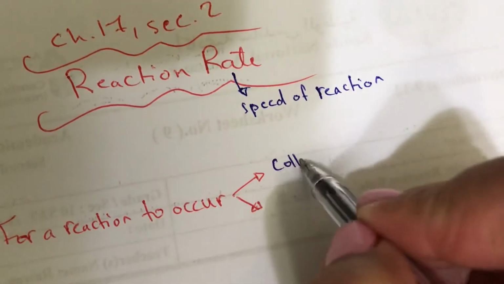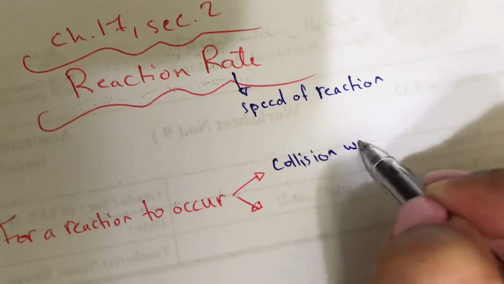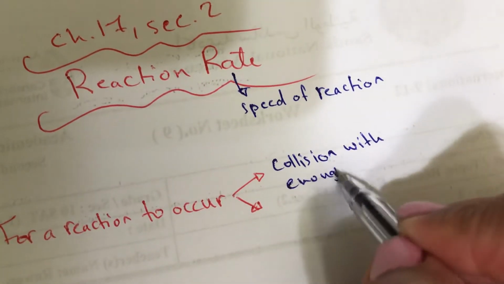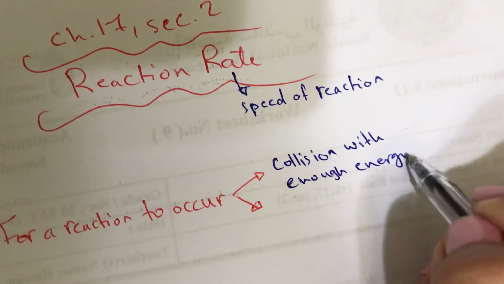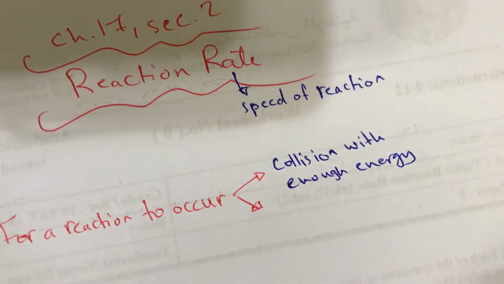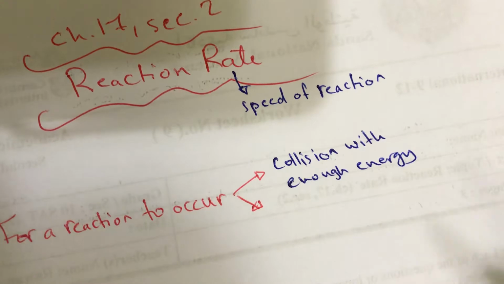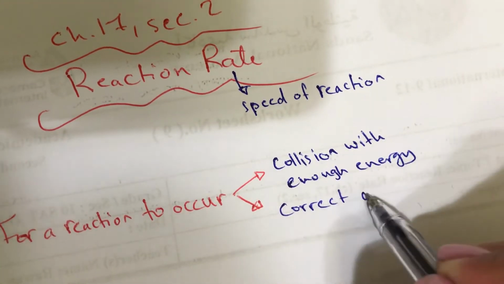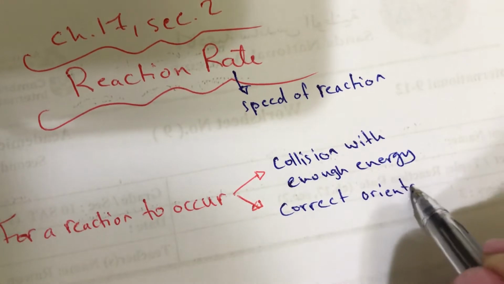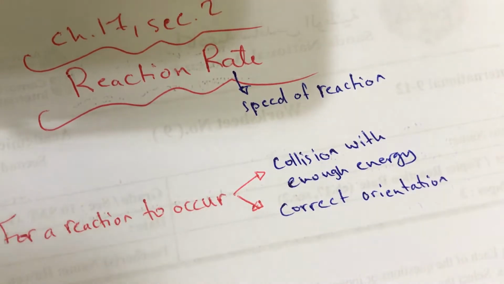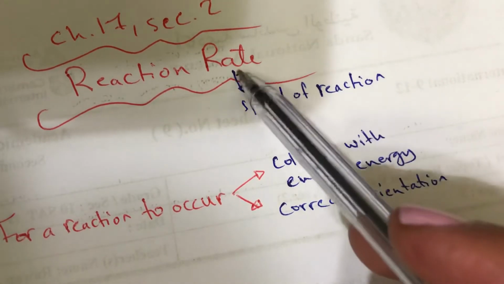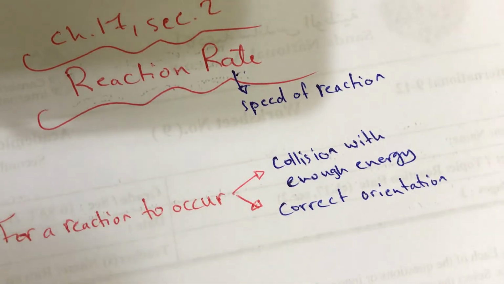So the first one, collision with enough energy. And the second one, particles must collide in correct orientation. So the second condition, correct orientation. So any factors that affect these conditions will affect the rate of reactions.